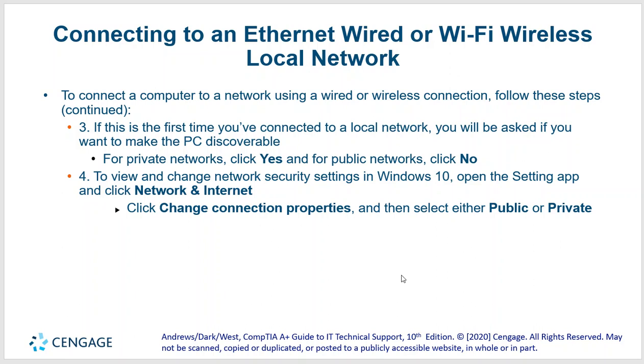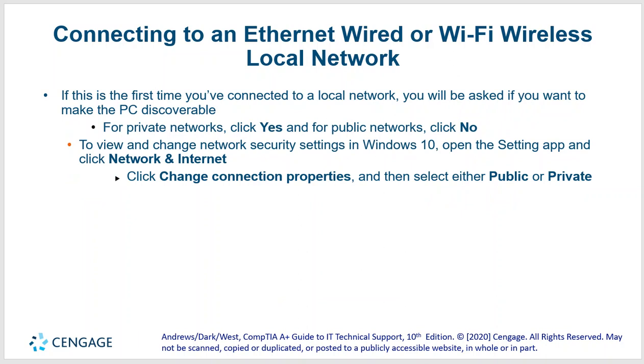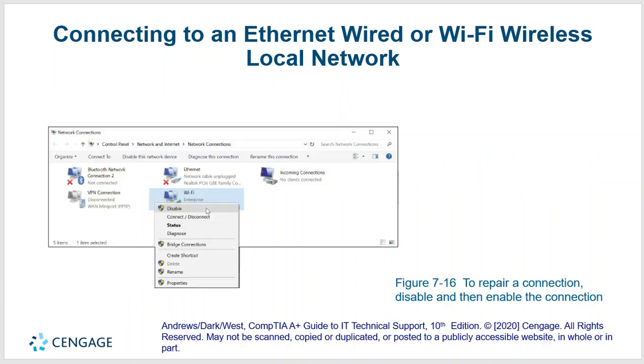To connect, if this is the first time that you have connected to the network, it'll ask you if you want to make this PC discoverable. Click yes for private networks and no for public networks, just for your privacy. If you're having some issues, you can disable the connection and then re-enable it.